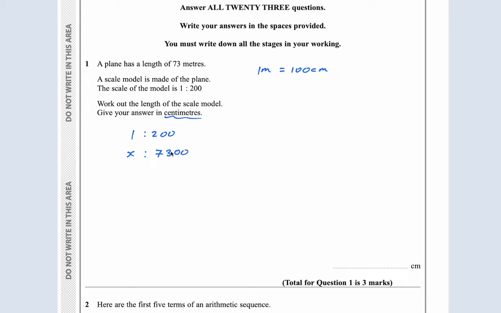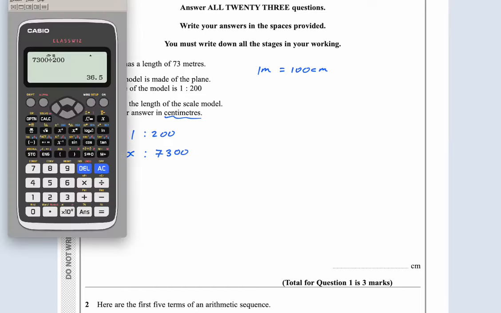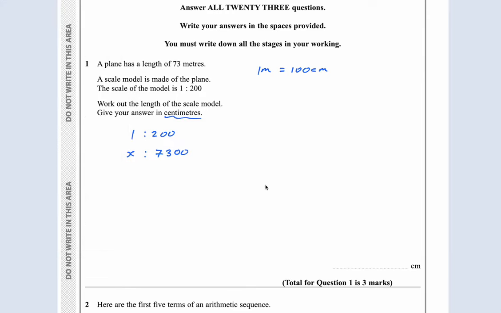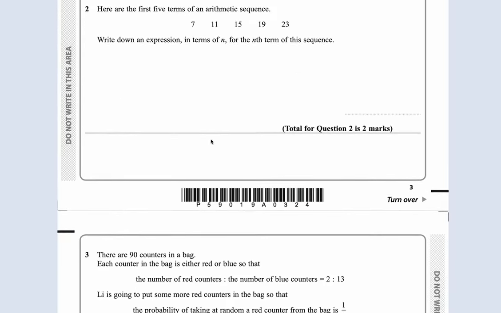Well, if I just divide this by 200, I will get x. So I need to do 7300 divided by 200. There, I've already done it. It's 36.5. So we have 36.5. That's question 1. Question 2.